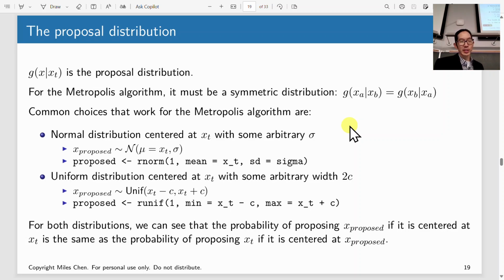So for the Metropolis algorithm, the proposal distribution has to be symmetric, and so some common choices are the normal distribution centered at your current location with some arbitrary value sigma, okay? So we're going to say, well, I guess we can just use this, right?